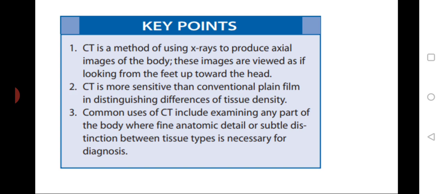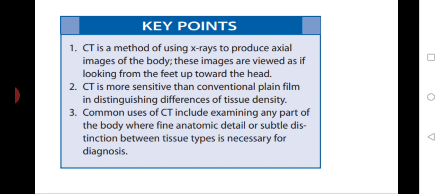So CT is computed tomography. It is a method of using X-rays to produce axial images of the body. These images are viewed as if looking from the feet up towards the head. CT is more sensitive than conventional plain film in distinguishing differences of tissue density.